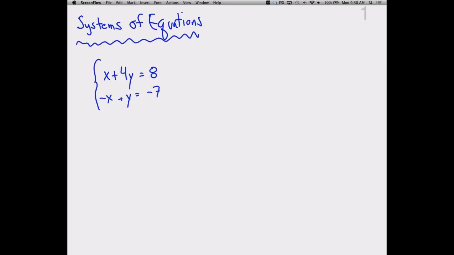Mary, what does the first equation look like if I graph it? Good. What does the second equation look like if I graph it, Mary? Good. And what happens when I solve the system? What am I actually finding? What does that represent?